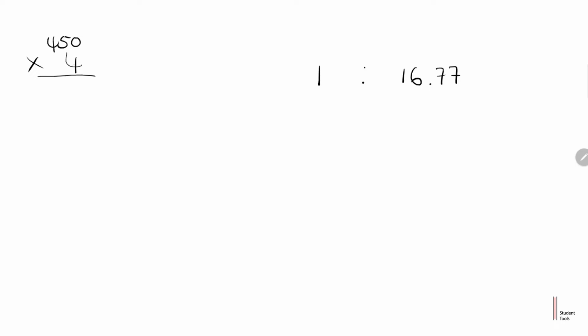So 4 multiplied by 0, that is 0, and 4 multiplied by 5, that is 20. So we'll put the 0 and carry the 2. So 4 multiplied by 4, that is 16, plus the 2, that is 18. So we have 1,800. That is $1,800. That is how much it costs for 4 nights.